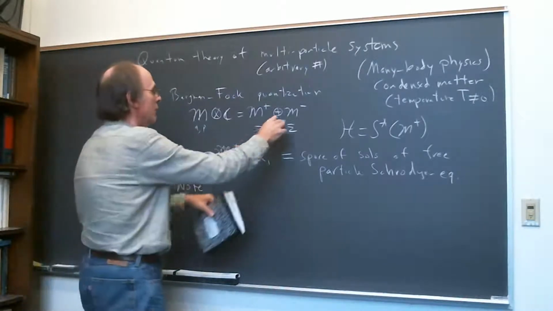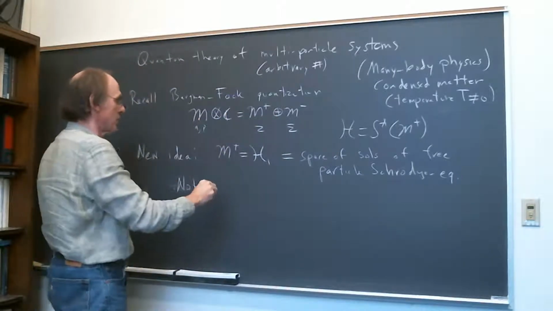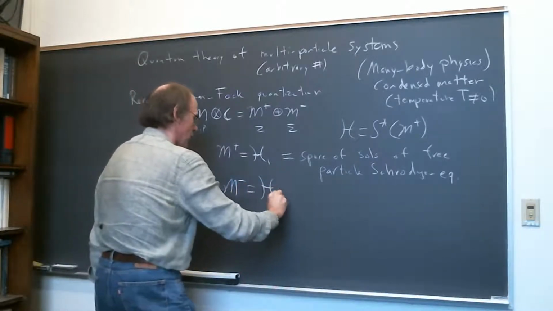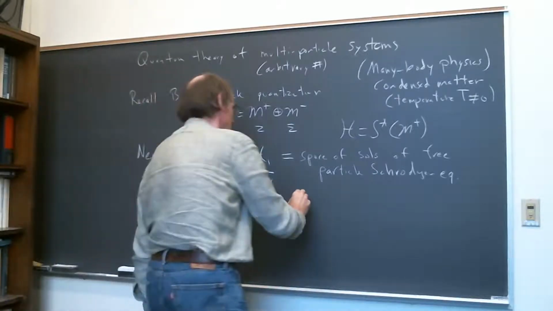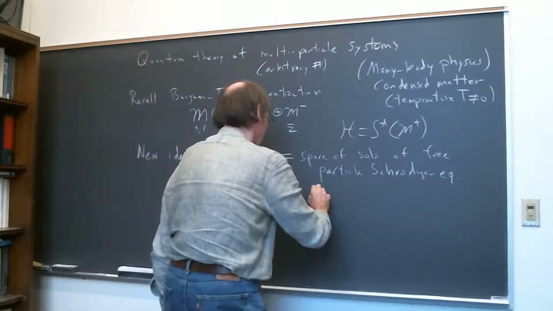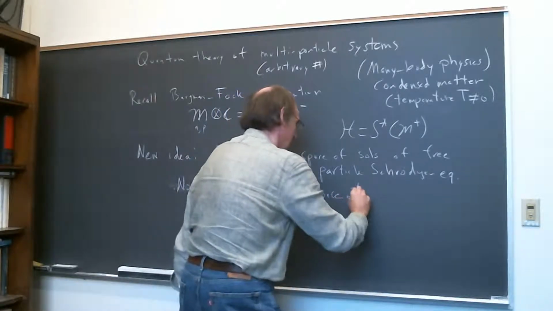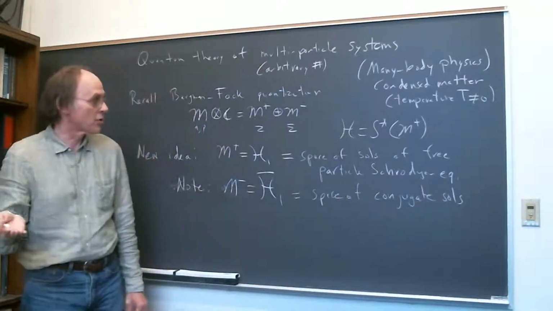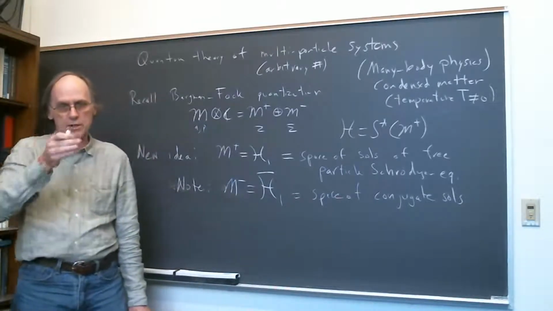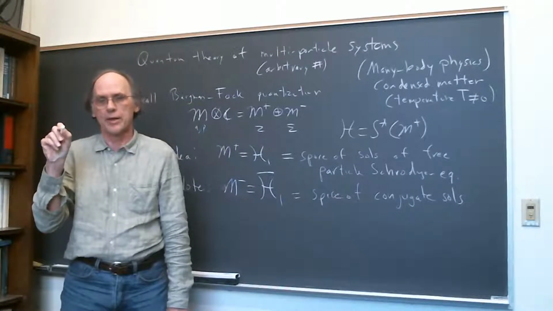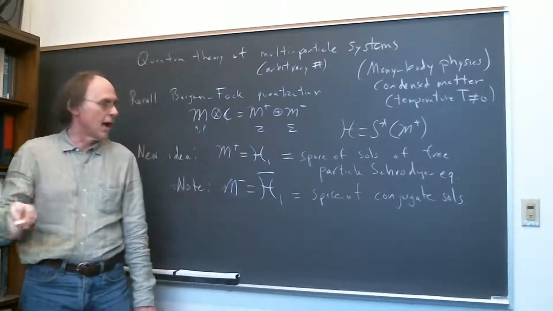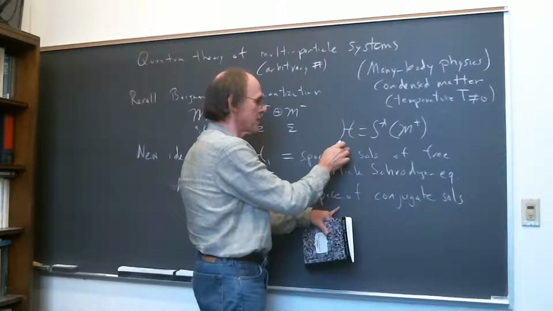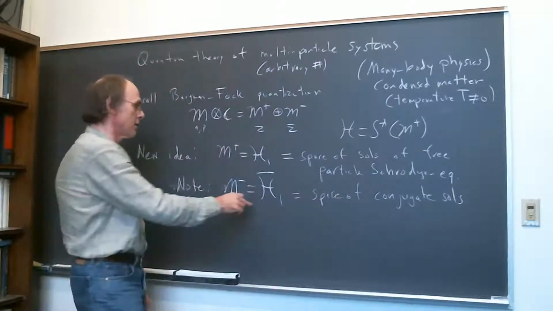And if you want to put this more in this context, then you should think about M minus as H1 bar, which is the space of conjugate solutions. I can take the Schrödinger equation and conjugate everything, which just takes i d/dt and turns it into a minus i d/dt. And you look for solutions to the conjugate equation, or just take conjugates of solutions to the original equation, and then you're going to have this different space.